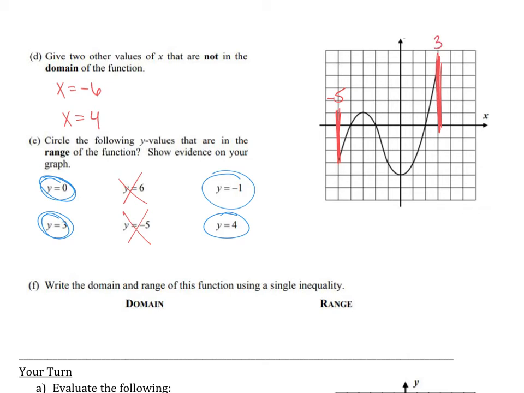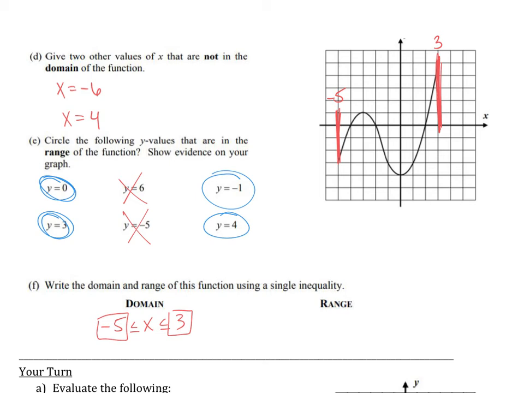So if I wrote this as a single inequality, it's going to be from negative 5, its domain, so I want to use x, all the way to 3. So I'm kind of filling in these blanks here. What this basically means is that it's between negative 5 and positive 3. The domain is between negative 5, that's where it starts, and positive 3, that's where it ends. Those are the x values I'm looking at.